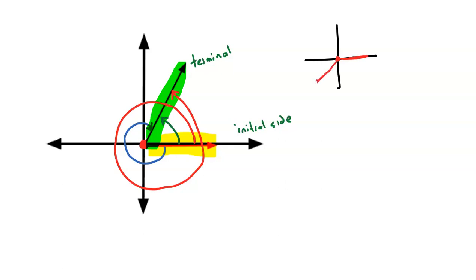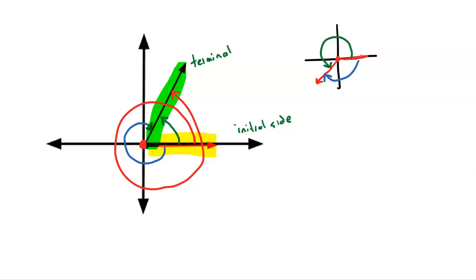So here's another example where the terminal side ends down here. Once again, I could go in a positive direction to get to that terminal side, or I could go in a negative direction to get to that terminal side. But guess what? I ended at the same terminal side, hence they're coterminal angles. And I'll even give you one more.